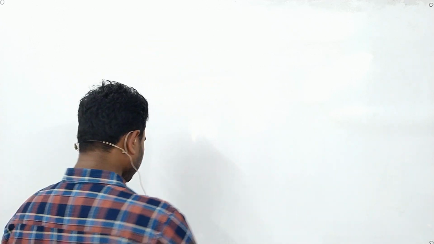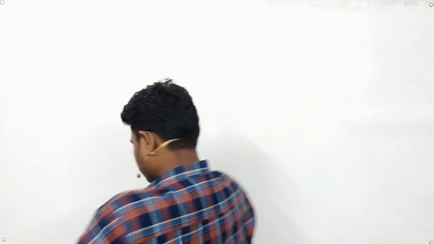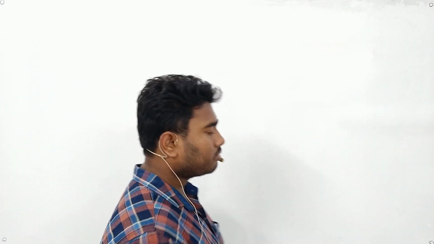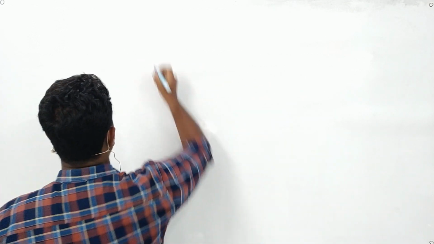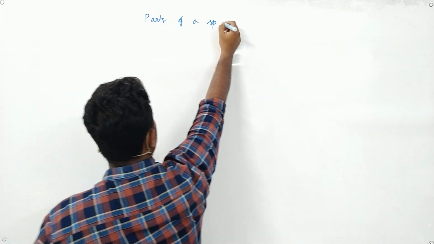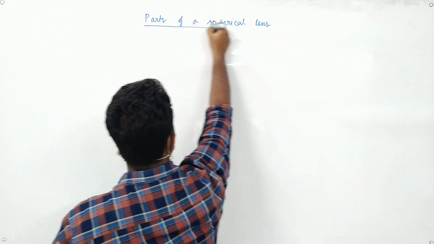Okay, today we will do the image formations in a spherical lens. How the images are formed in a spherical lens, that we will do today. Before doing that, we will know about some specific parts of a spherical lens. We will do the parts of a spherical lens.